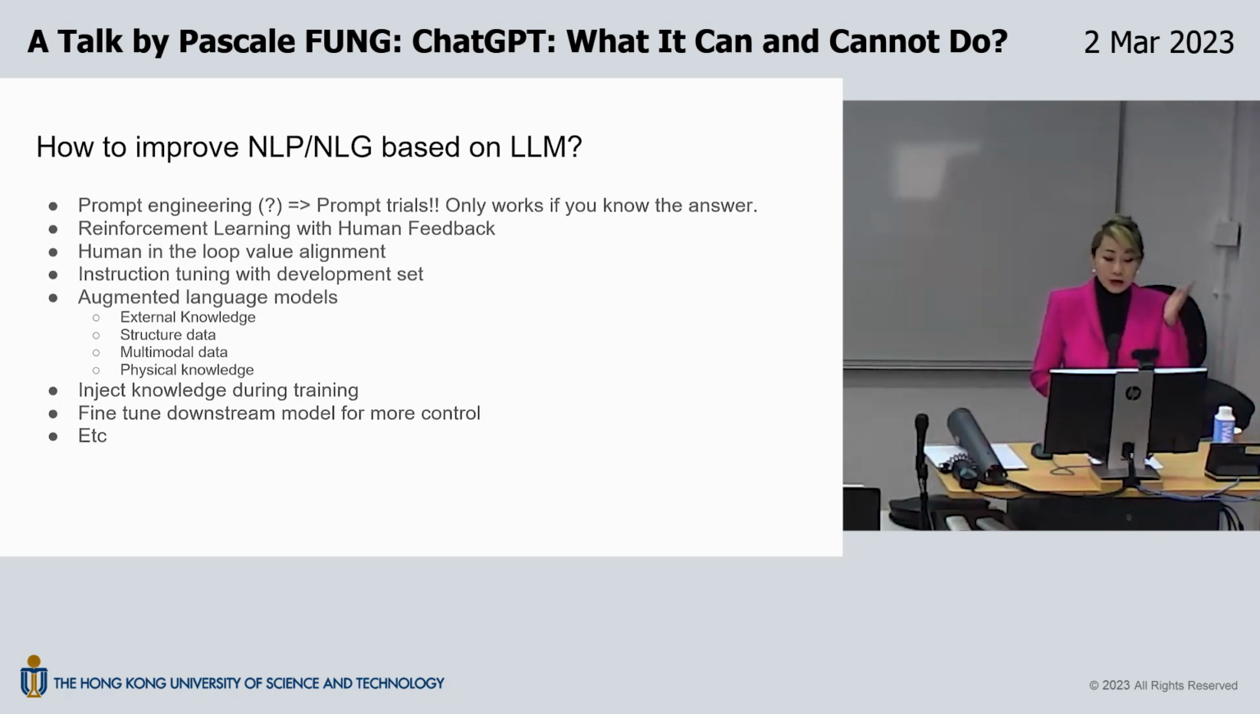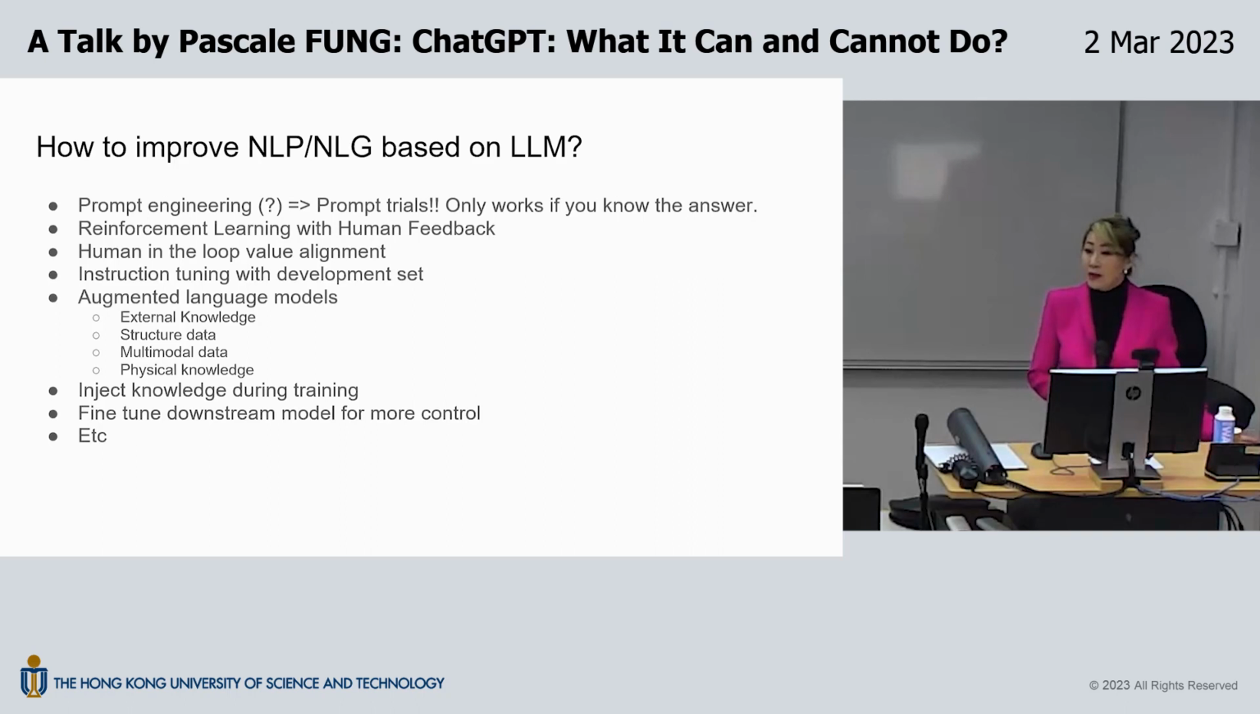For you to use ChatGPT and such, you can do prompt engineering and prompt training, but it only works if you know the answer. OpenAI did that with labelers, right? Certainly we can use reinforcement learning with human feedback, these human-in-the-loop value alignments. These involve humans, and anything that involves a large group of humans is very, very expensive. You have to pay the humans, and they have to generate a lot of content. So we can also do instruction tuning with a development set.